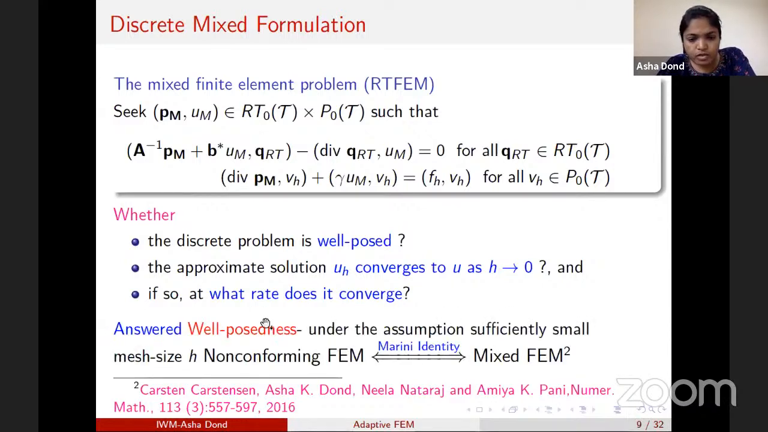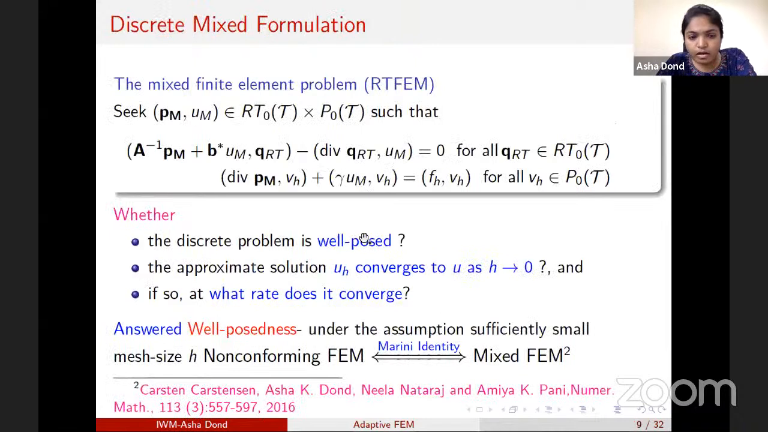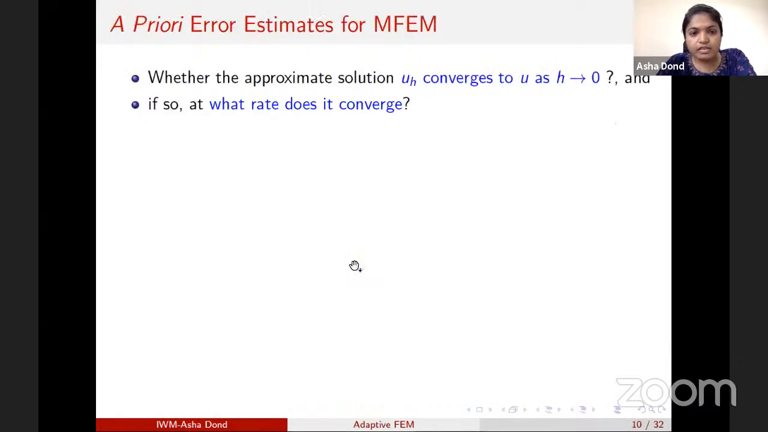So for the well-posedness of the problem, we have shown that the discrete problem is well posed under the assumption that our mesh size is sufficiently small, and for that we have used tools like non-conforming FEM and the Marini identity. This work has been in this article. So well-posedness is okay, but next is the convergence, and with what rate?